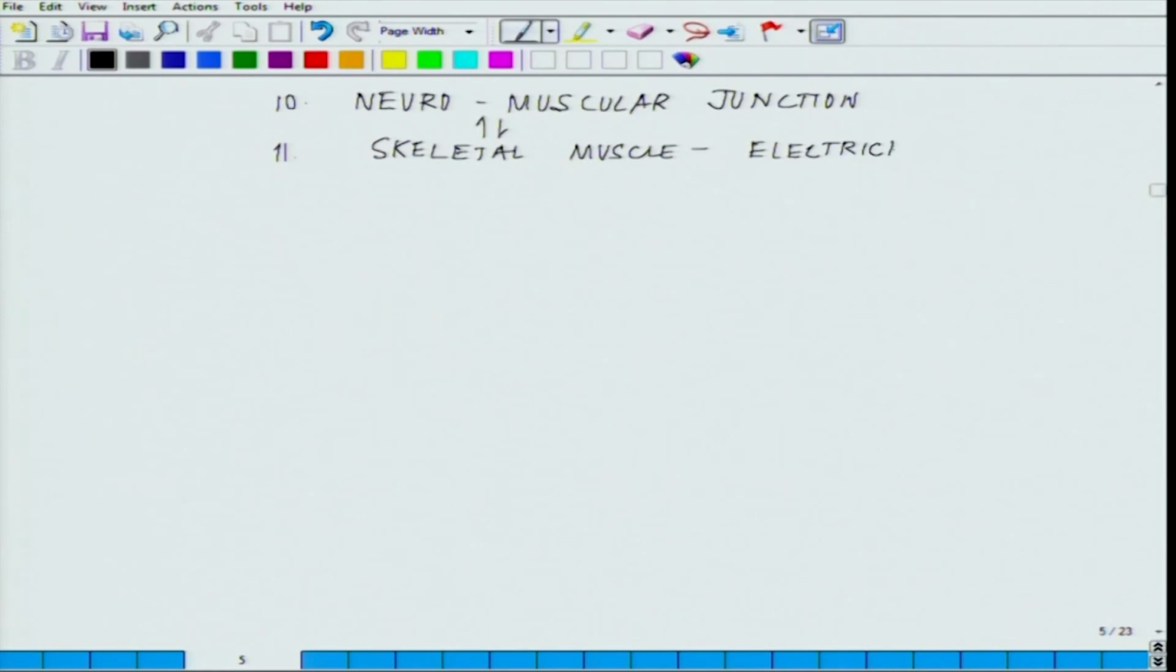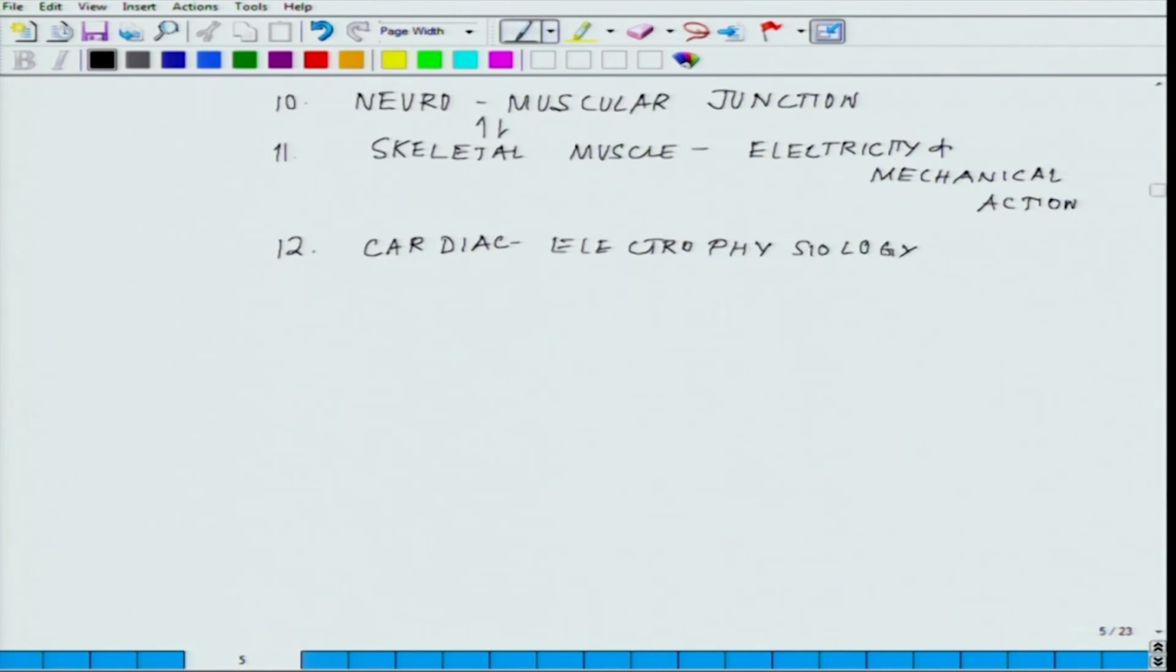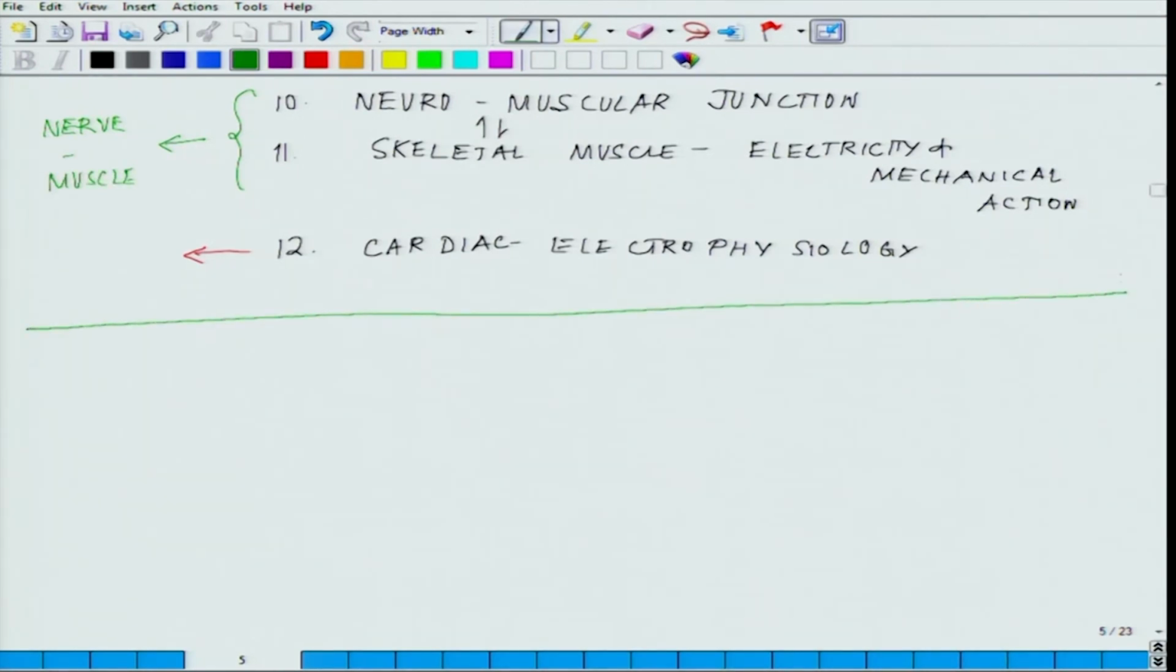and the 11th one will be, of course they will be going hand in hand actually, skeletal muscle electricity and mechanical action, and in the same line we will have the cardiac electrophysiology. So, this is where you see the cardiac comes into play, and this is where the nerve and muscle will come into play. So, this is the overall layout of the section 2 or the module 2 of this course.